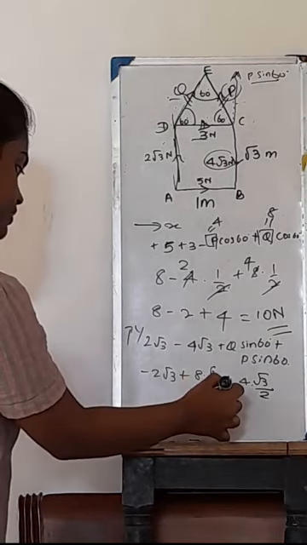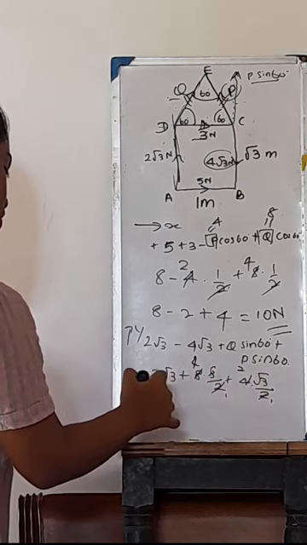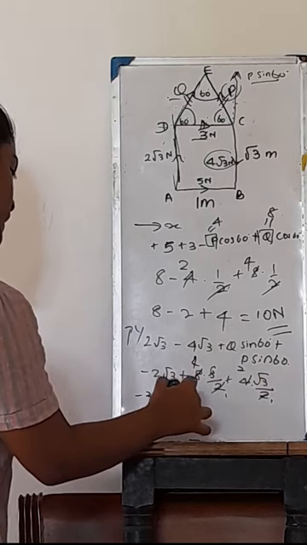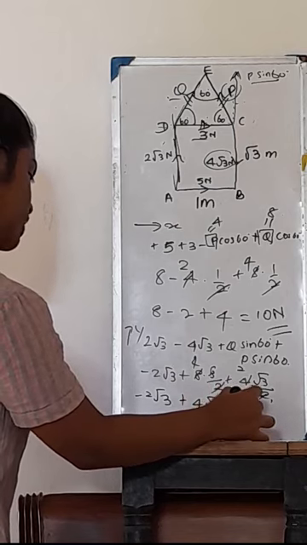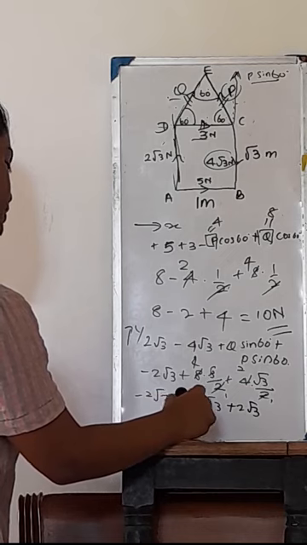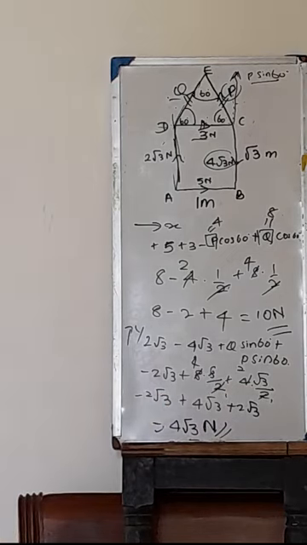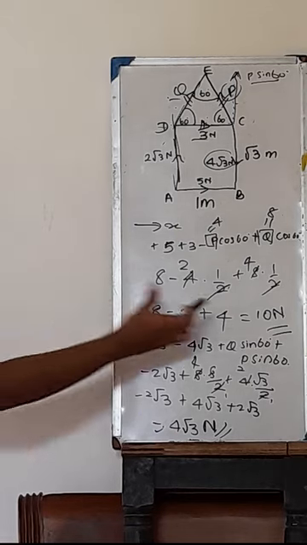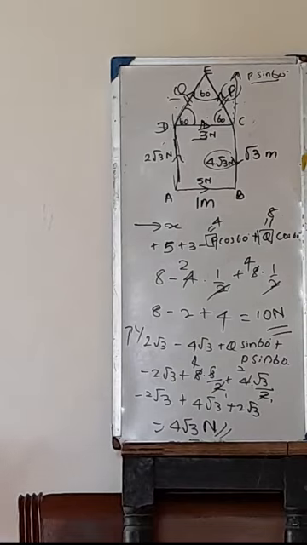So you can simplify this. 2 times 1, 2 times 2 minus 2 root 3 plus 4 root 3 plus 2 root 3. You get 4 root 3 newtons. So y is equal to 4 root 3 newtons. Now you have got the x component and the y component. Now you just have to find the resultant force.